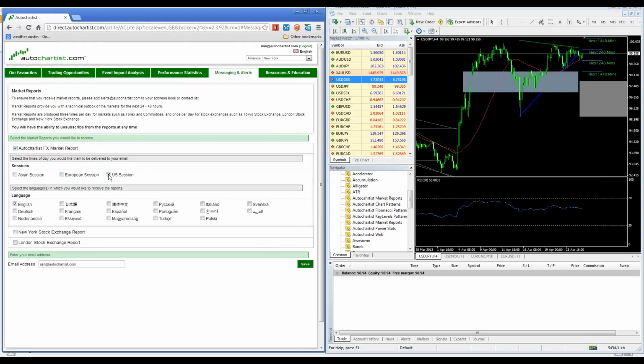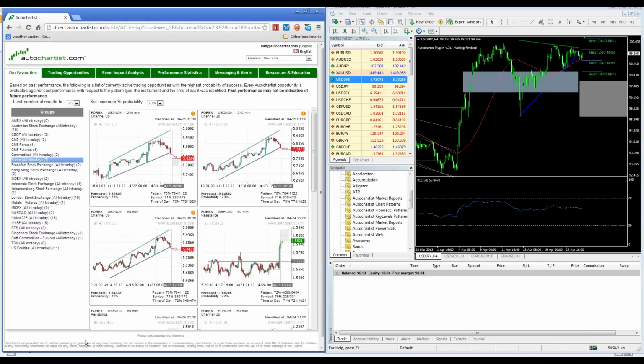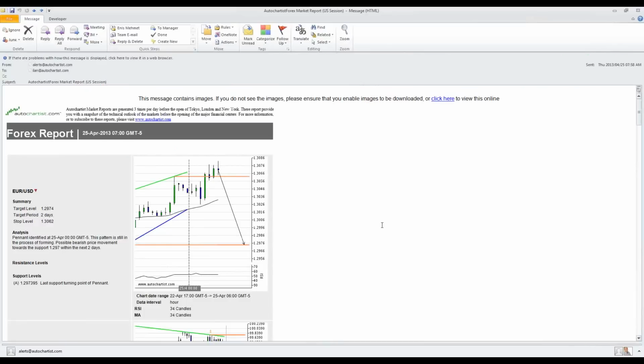You select when you want it sent to you. That means before the open of Tokyo, before the open of Europe, which is London, or before the open of the US session. I am currently in the United States, so I ask for the US session, and I speak English, so I click on English. I put my email address in, and I click Save. What happens now is that on a daily basis, before the US markets open, I get this in my email. Now, I'll give my screen a few moments to refresh for you.